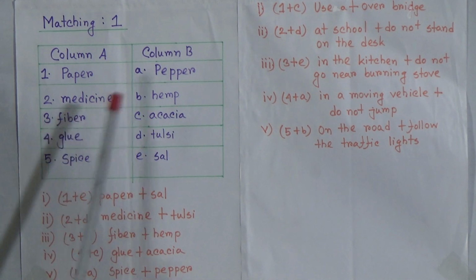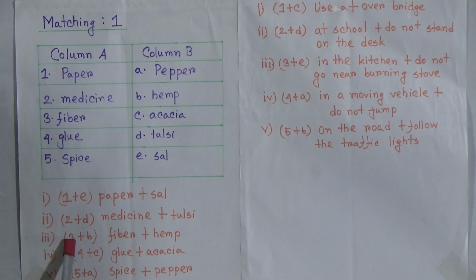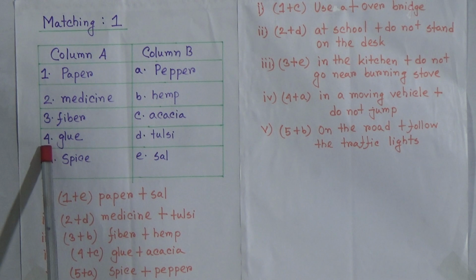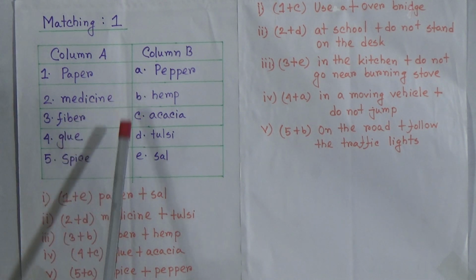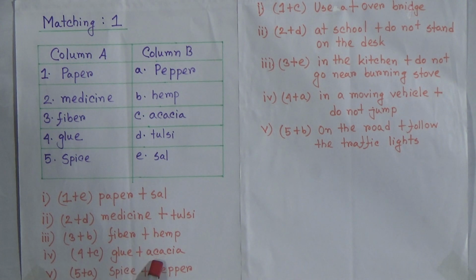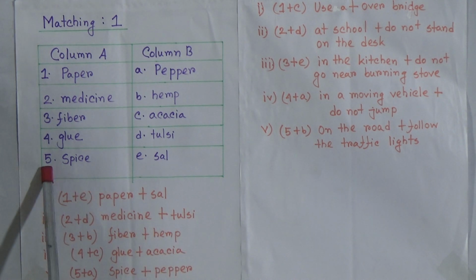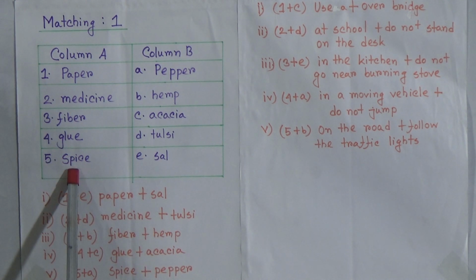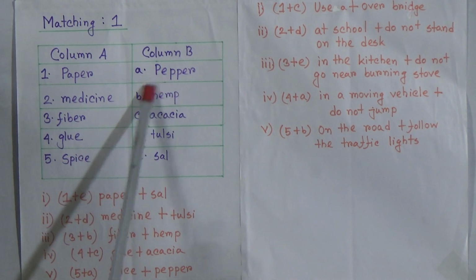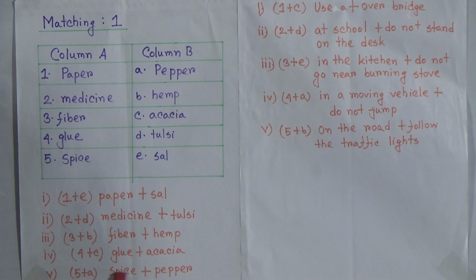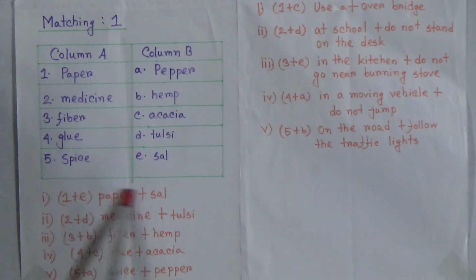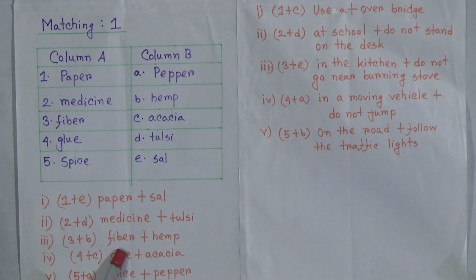Number 3 is fiber. From which plant we get fiber? From hemp. Look here, 3 plus B. Fiber, hemp. We get fiber from hemp. Number 4, glue. From which plant we get glue? From acacia. Look here, 4 plus C. Glue plus acacia. Number 5, spice. From which plant we get spice? Pepper. Pepper is spice. 5 plus A. Spice plus pepper. You have to answer your matching like that. You have to write your copy like that.